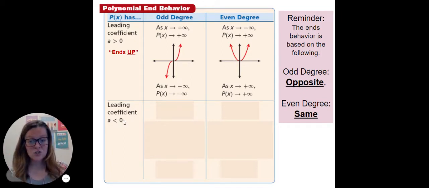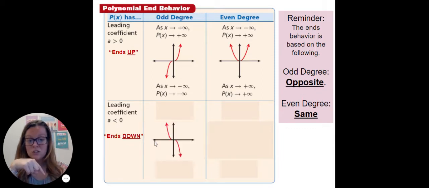Okay, now we're going to change gears. When our leading coefficient is negative, I want you to put this in your brain, it ends down. So notice these guys are ending up. These guys, when the coefficient is negative, they're going to end down. So putting that together, it's ending down. With my odd degree, I know they have to be in opposite directions. Here's my graph. So I'm ending down. They have to be in opposite directions, so this one's pointing up.